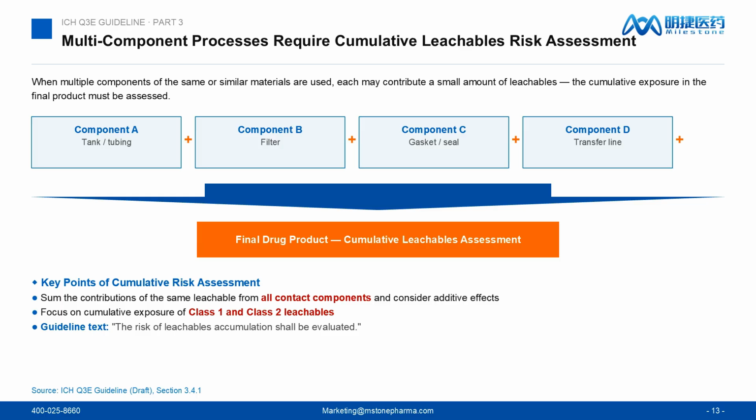Second, group your leachables by compound identity. The same antioxidant migrating from 3 different components must be summed. Third, focus on Class 1 and Class 2 leachables, where accumulation has real safety significance. The good news: this is a calculation exercise more than a testing exercise. If you have per component data, the cumulative assessment is largely arithmetic. Sum the contributions, compare against the threshold, and document the reasoning.